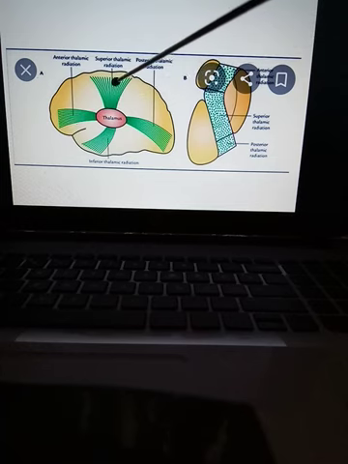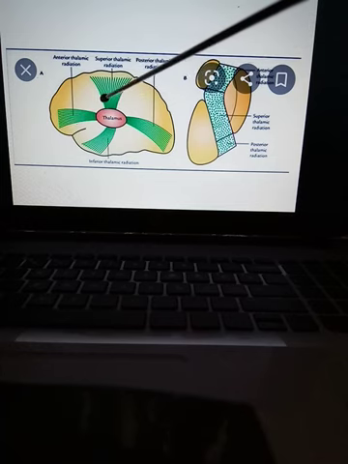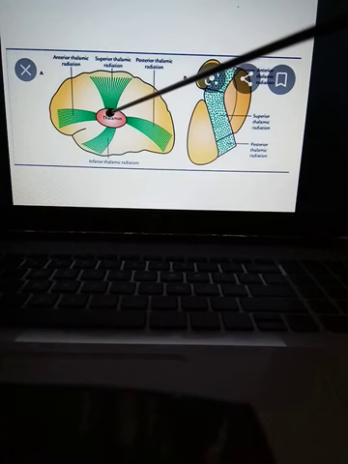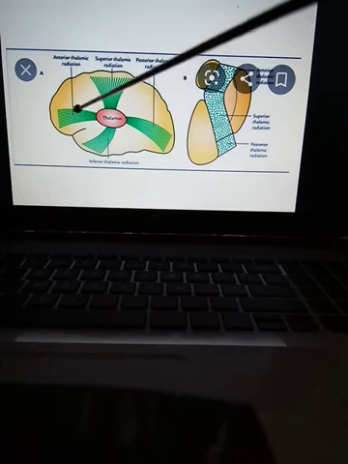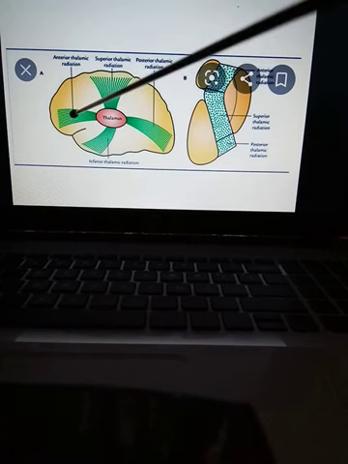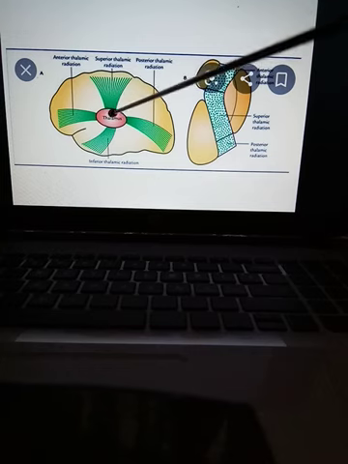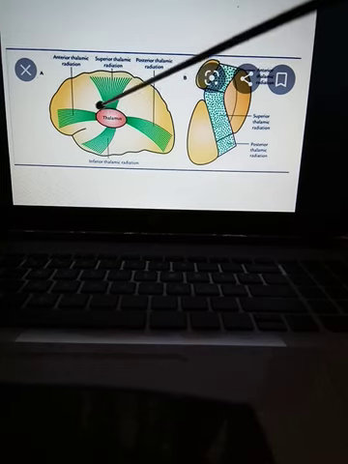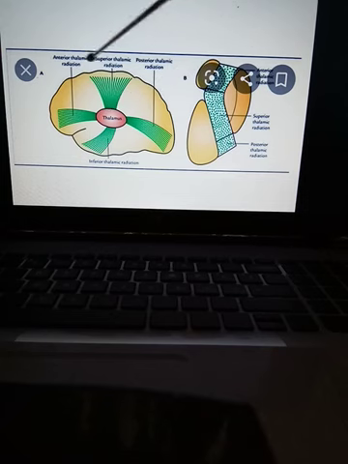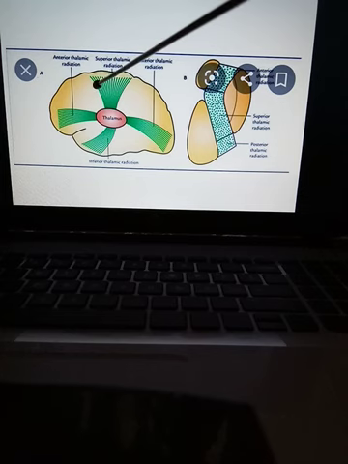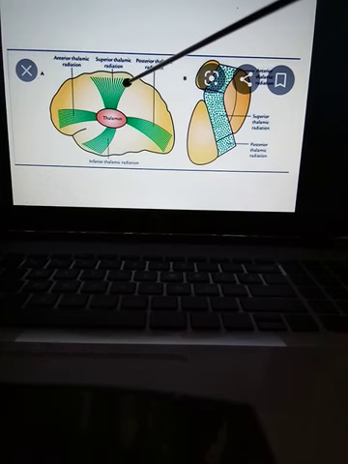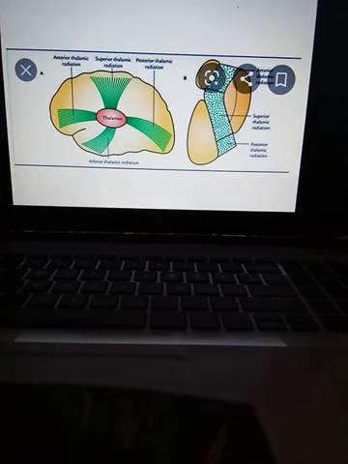Then you have the superior thalamic radiations. Here you have the fibers traveling from the ventral group of nuclei of the thalamus. They go to the somatomotor and the somatosensory area, forming your superior thalamic radiation.